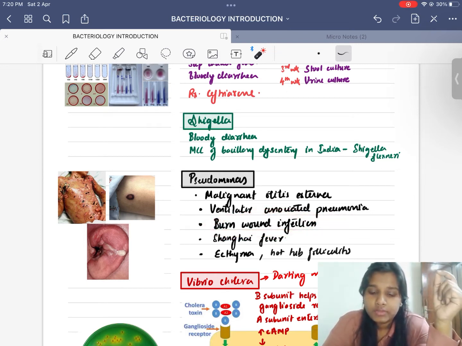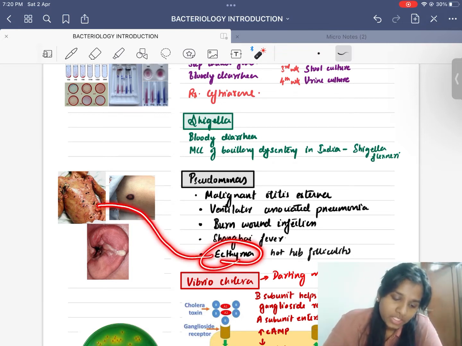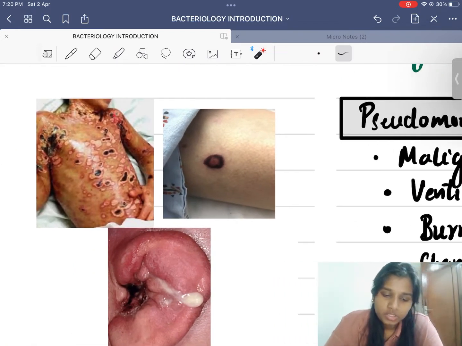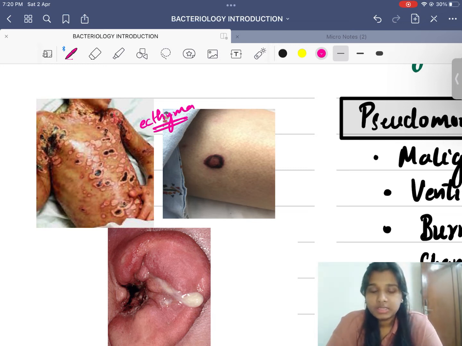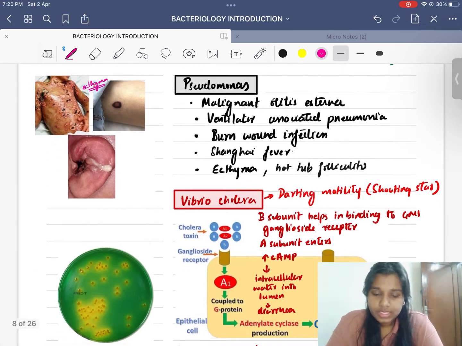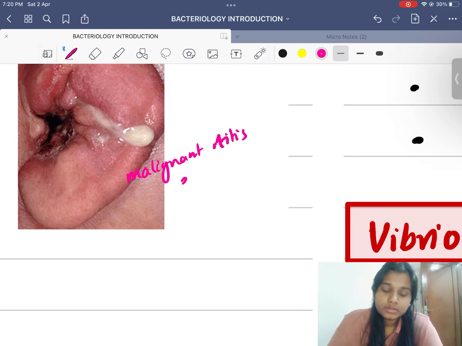Then other things which we have to remember are hot tub folliculitis, ecthyma, and Shanghai fever. This image which I've shown you here is actually the image of ecthyma. Now it can be single or it can be multiple, disseminated. Next, this image here is for malignant otitis externa.